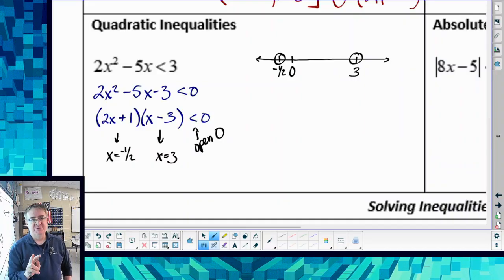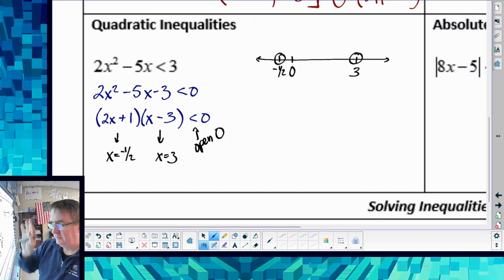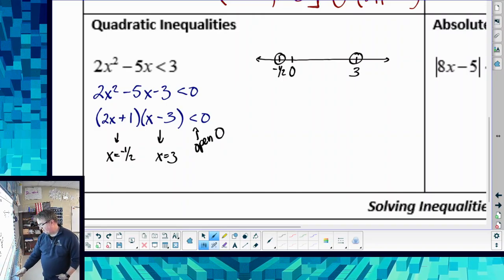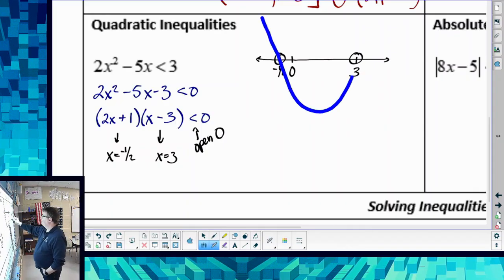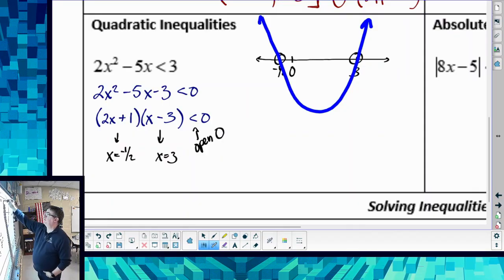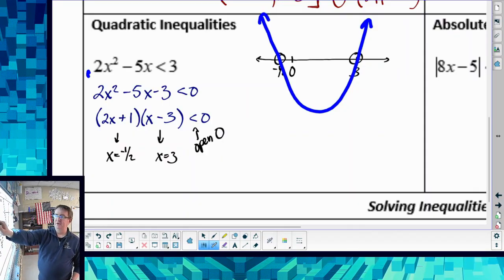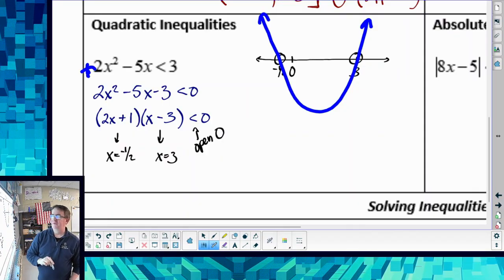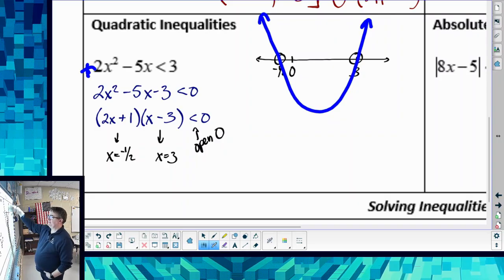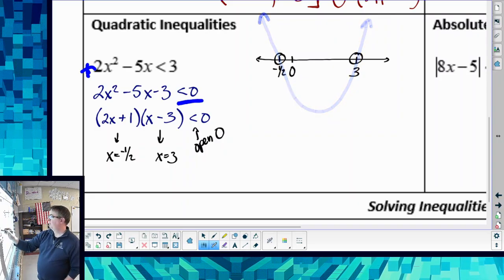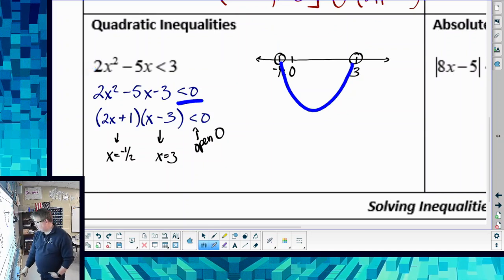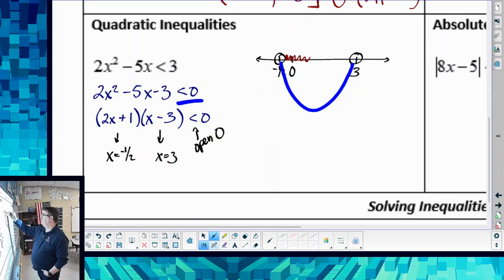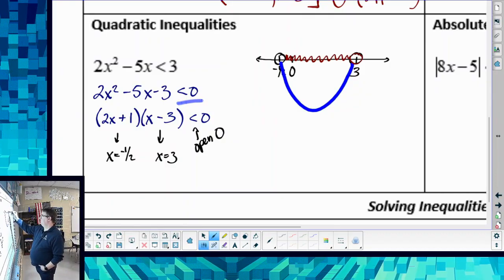Now again, two different ways. Now remember, parabola is the graph of a quadratic. So if I graph this, I would have this coming through here. I know it's facing up because my leading coefficient up here is positive. So if I'm looking for where this parabola is less than 0, it is going to be in this section right here. So when we do it, it should be shading in between these 2 points.